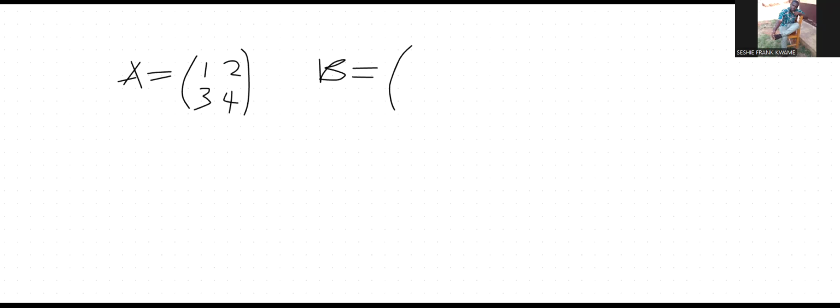So that's question 7. A is 1, 2, 3, 4. And then B is also 5, 1, 2, 0. You have to find the sum. You have to find the difference. I'm not going to do that for you. So try it and then send it to me. That's question 7. Okay.